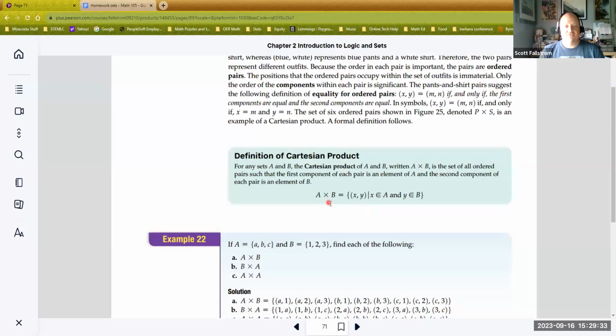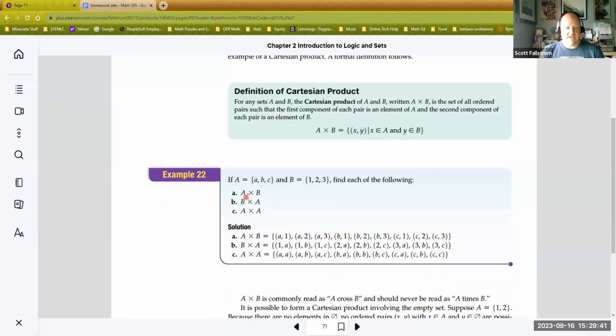You can find a Cartesian product by just creating all of the ordered pairs. Pick the first element from the first set and the second from the second. So A cross B, you would take A with 1, A with 2, A with 3, and form those ordered pairs. Then move to the next element, B. B with 1, B with 2, B with 3. There they are. And finally, C with 1, C with 2, C with 3.